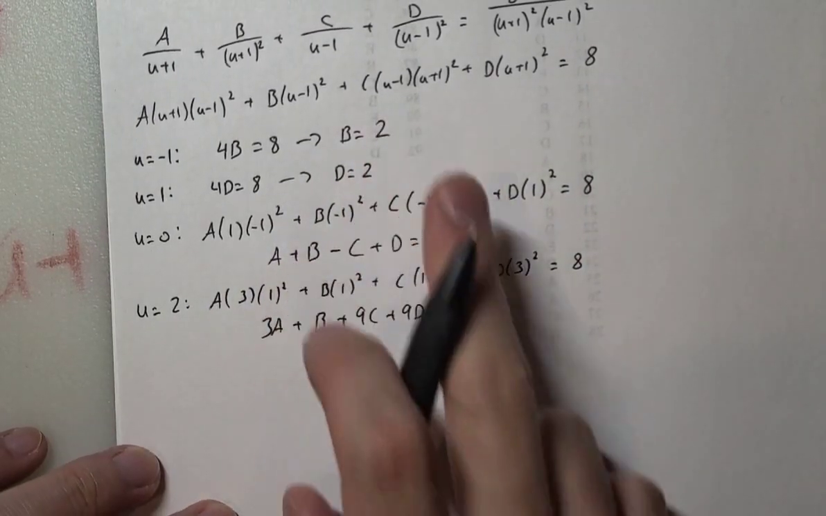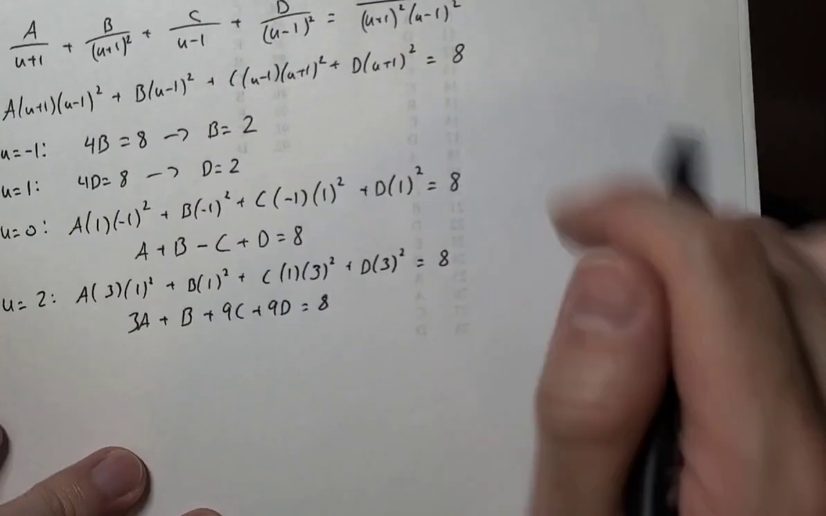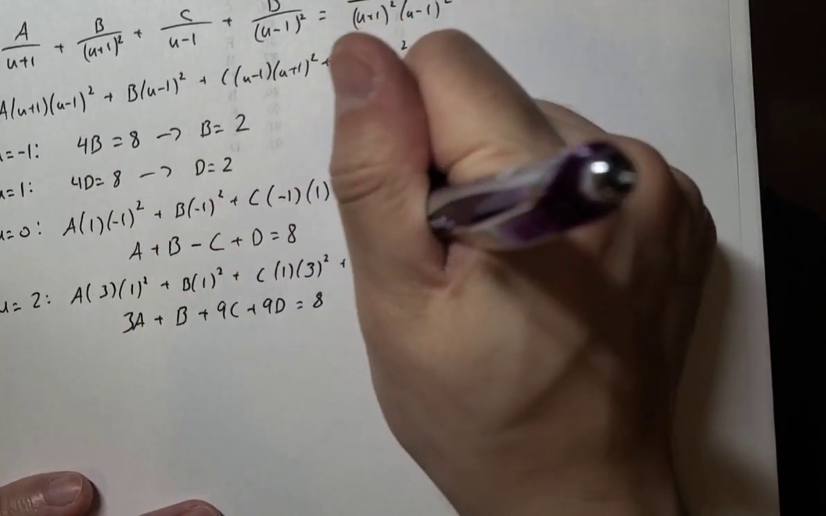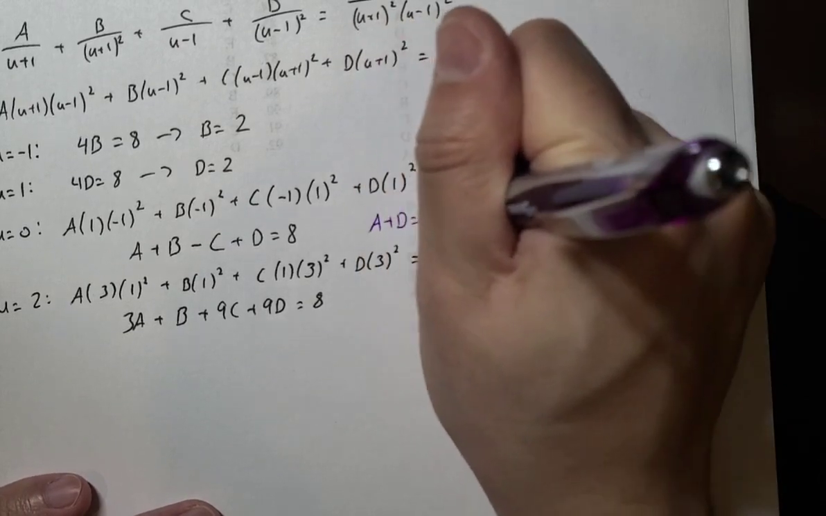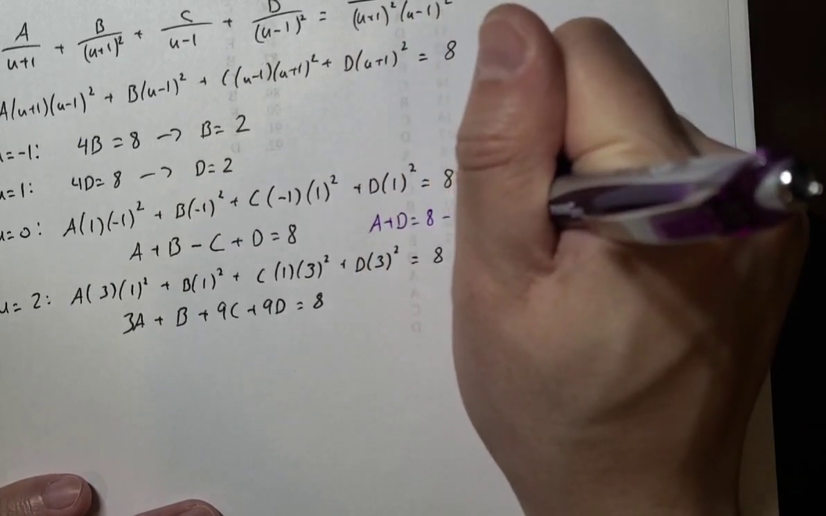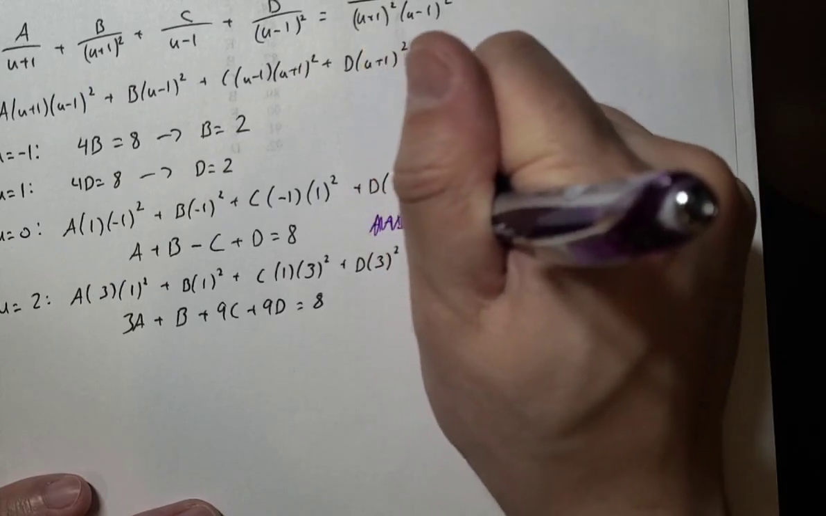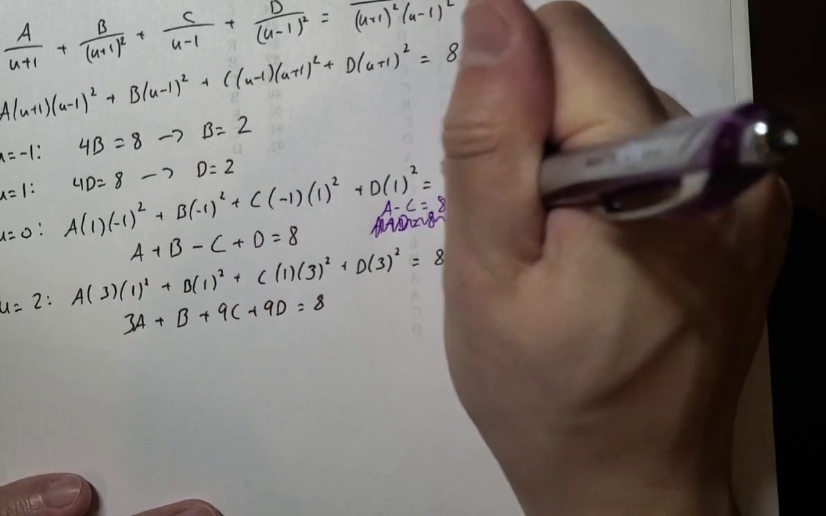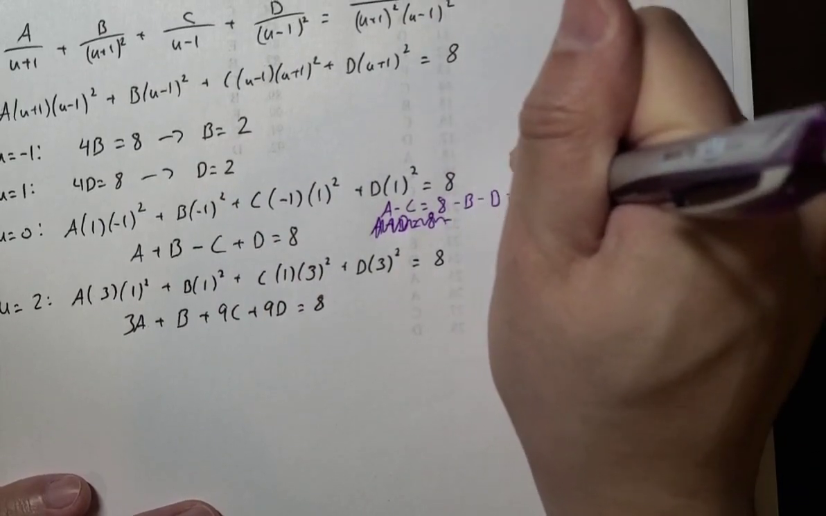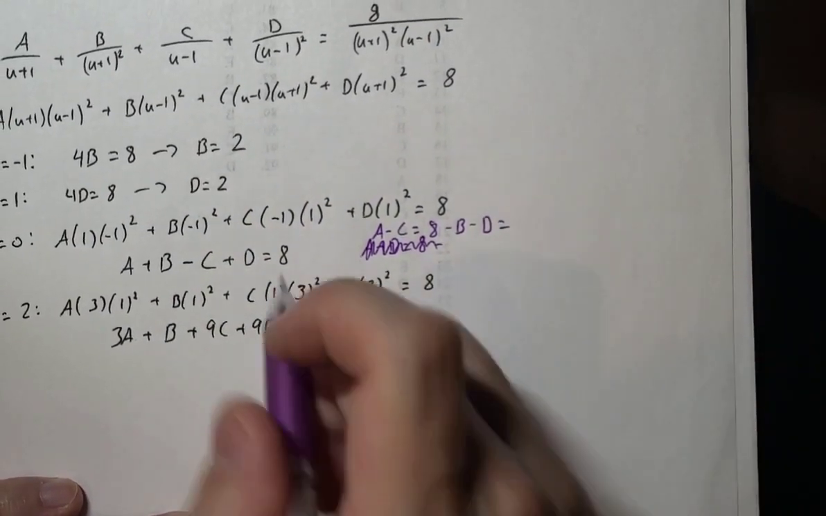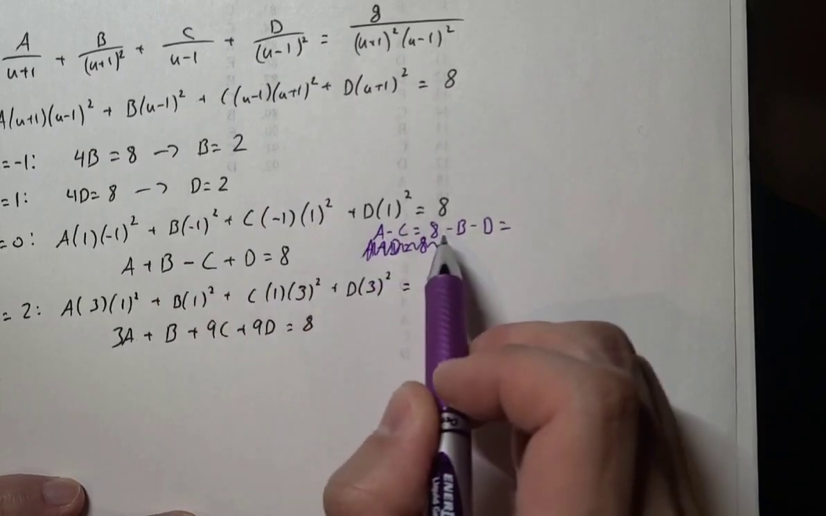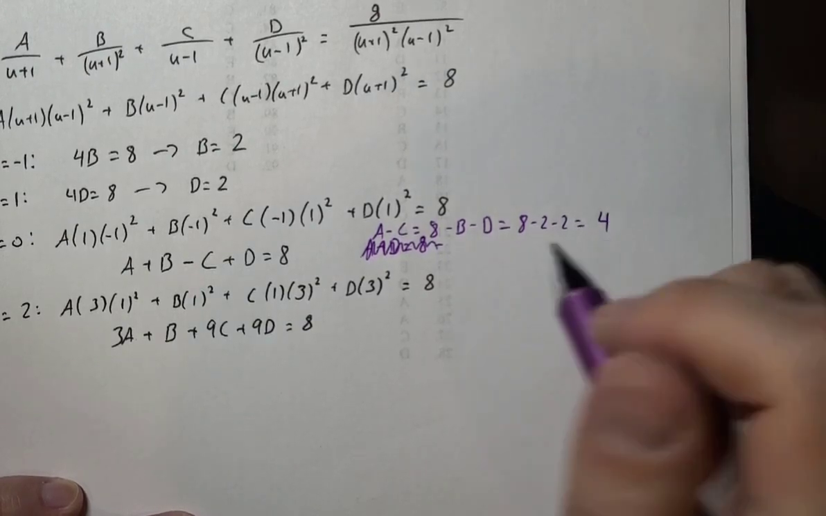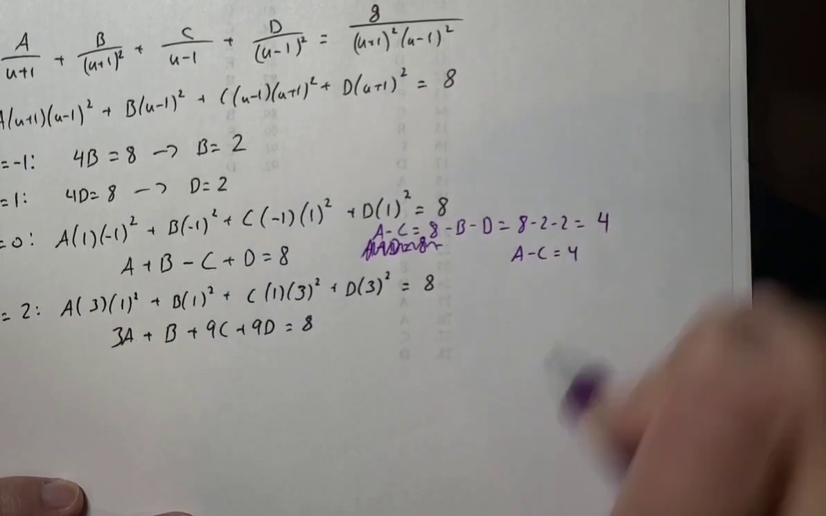Okay, so let's plug in b and d as 2 into these two equations. So let me even use a different color. I want a minus c is equal to 8 minus b minus d. Okay, we said b and d were 2, so it'll be 8 minus 2 minus 2, which is 4. So we get a minus c is equal to 4.